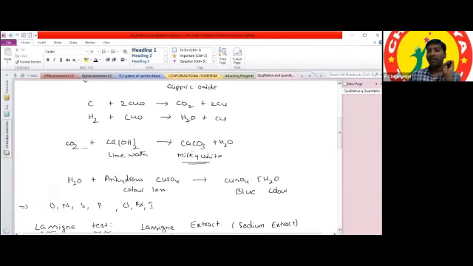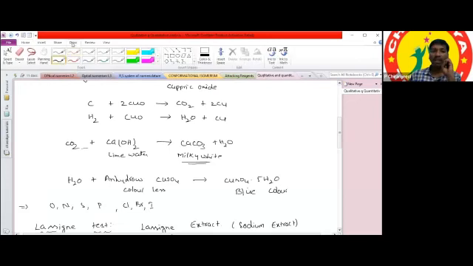The water vapour is also passed, through anhydrous copper sulfate. Actually, anhydrous copper sulfate is colorless. When the gas passes over the anhydrous copper sulfate, it turns blue. Whenever it turns blue, based on that we can say the given compound contains hydrogen. So this is one of the detection tests for carbon and hydrogen.